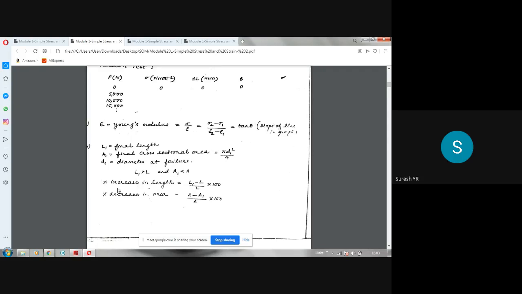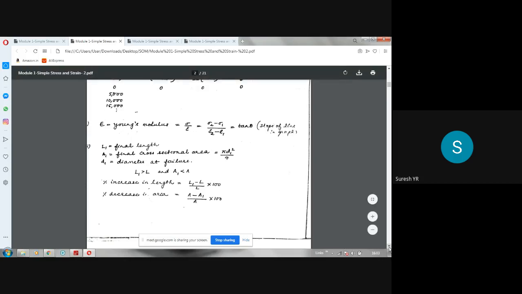Therefore the percentage increase in length is given by this formula. L1 is greater than L, so you have to take the difference: L1 minus L divided by L into 100 percentage. Decrease in area is given by A minus A1 divided by A, because the initial area is more, the final area is less. So A minus A1 divided by A into 100 in percentage.